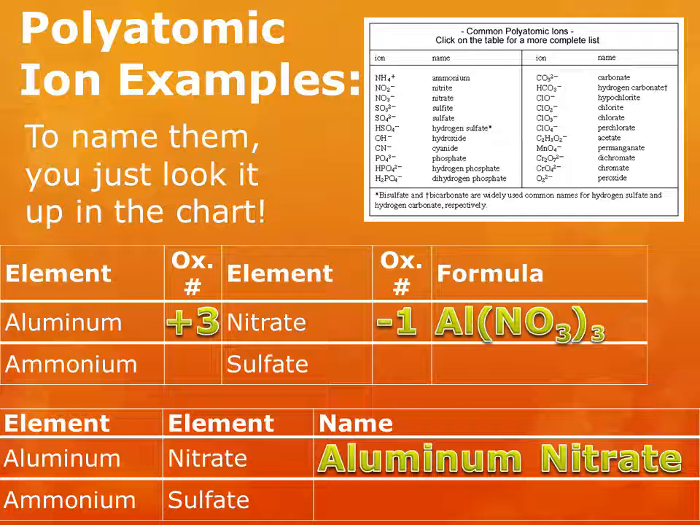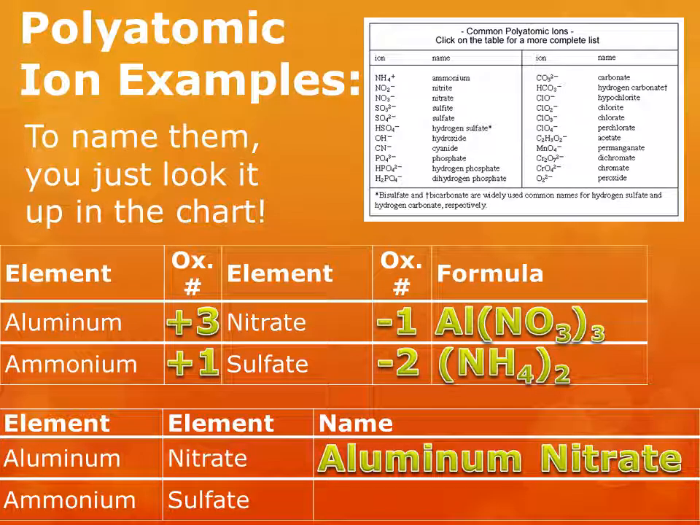So this one has ammonium sulfate. Now, ammonium is the only positive polyatomic ion on the whole thing up here. So ammonium is NH4 with a +1 charge. And sulfate is right here. It is SO4 with a -2 charge. So when we write these guys, okay, we're going to write 2 ammoniums. So I'm going to put that in parentheses.